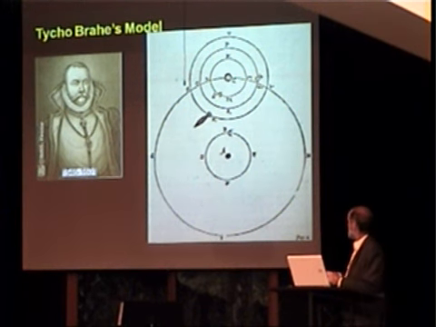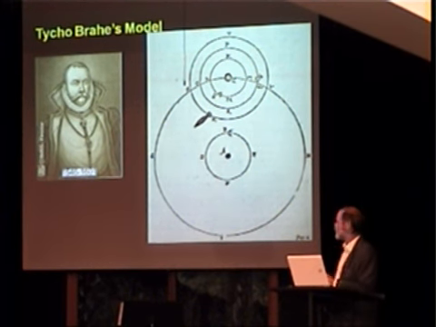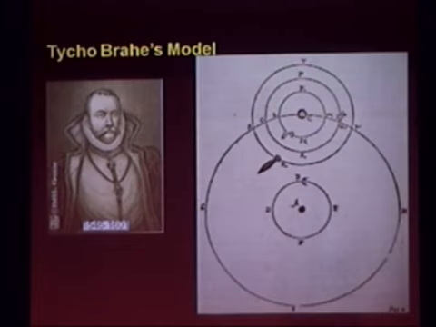One astronomer in particular, Tycho Brahe, argued that we can get exactly the same observational effects if we take the sun as the center of the solar system. So here's the planets going around the sun. Here's a comet also going around the sun. But we can still keep the Earth at the center as long as we have the sun going around the Earth and carrying all the planets with it.